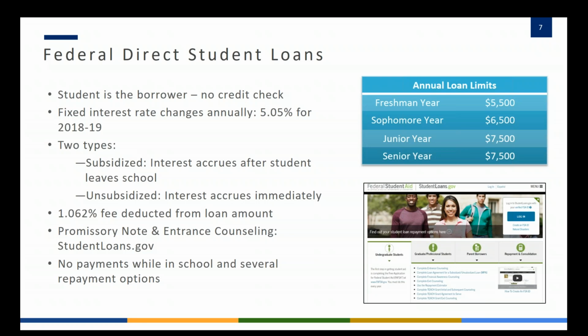There is no credit check to get the loan. The interest rate right now is 5.05% fixed. That changes once a year on July 1st. We should be finding out what the new rates will be for the 19-20 academic year in another month or so. The feds will announce that.